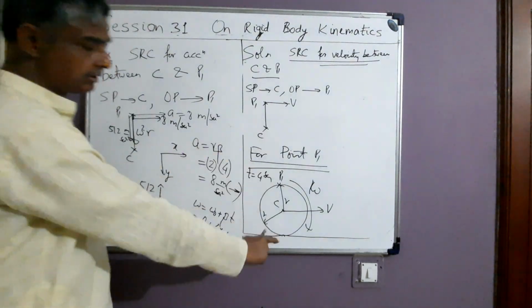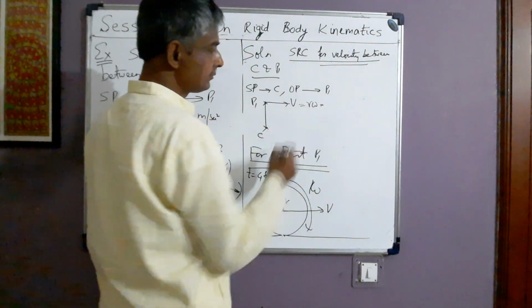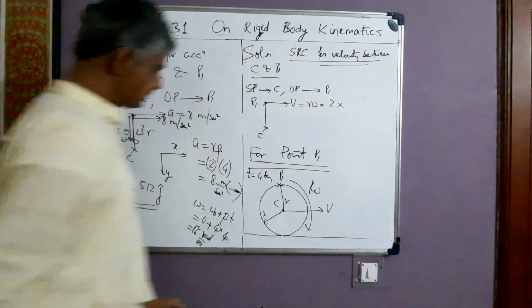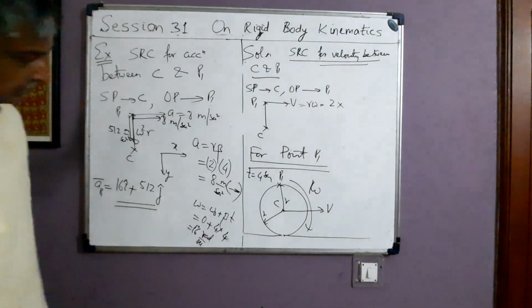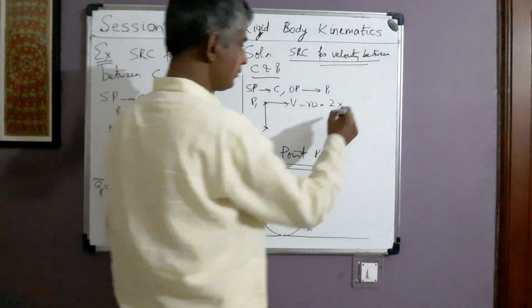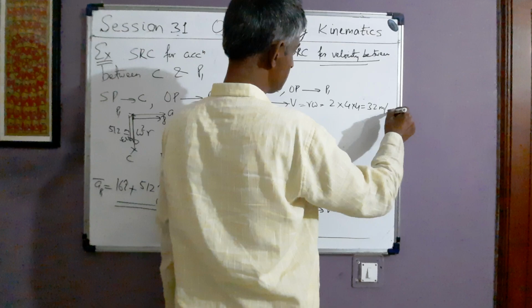Pure rolling condition. Here it undergoes pure rolling over a fixed surface. So V is just equal to R omega. R is 2. Omega is beta t, as I have determined here. Beta is 4, t is also 4. So 2 into 16, that is 32 meter per second.